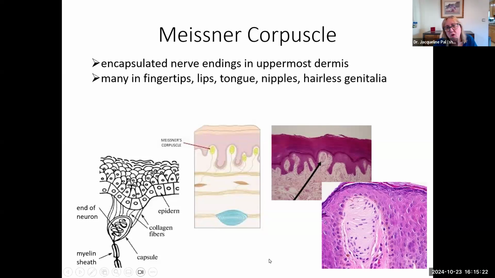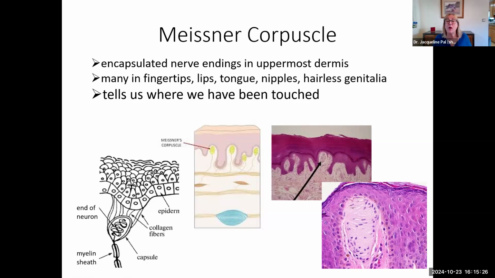So what do Meissner corpuscles sense? Well, they tell us where we have been touched. Okay, so they have this receptive field, and so if you will be activating them. And so if you are in a part of the skin that has lots of them like these, and I touch you in that general area, multiple ones of them will be activated, so you can know exactly where you have been touched. And you can tell if you have been touched by more than one thing.